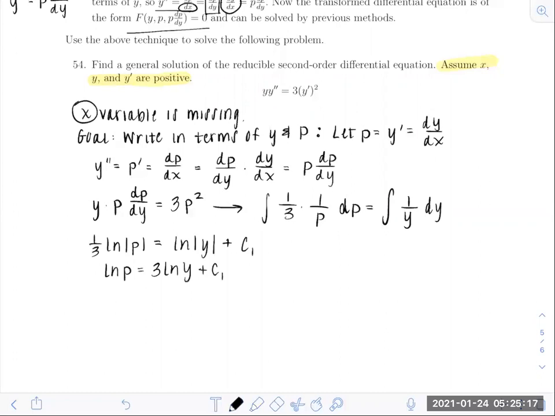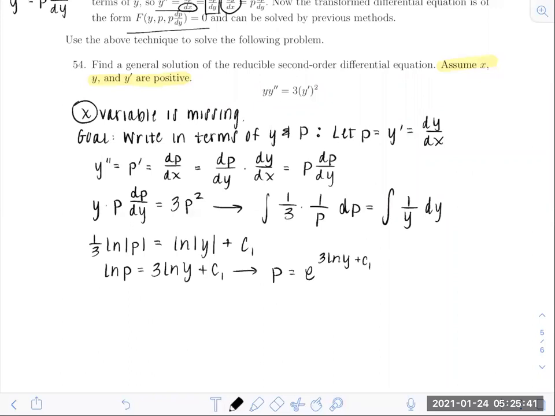Here again, I'm not distributing the 3 to the c because I'm absorbing it. 3 times a constant is still a constant, so you can just leave it as c. And then finally, I'd like to solve explicitly for p. So I'm going to apply the natural exponential function here. P equals e to the 3 natural log of y plus c1.